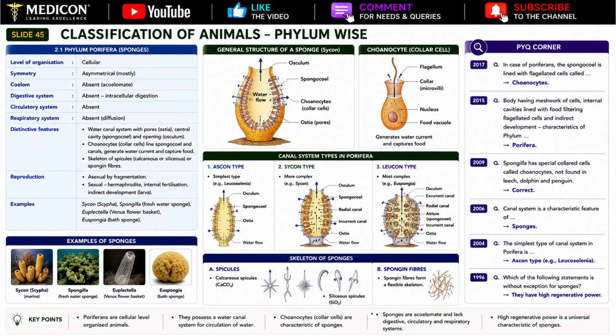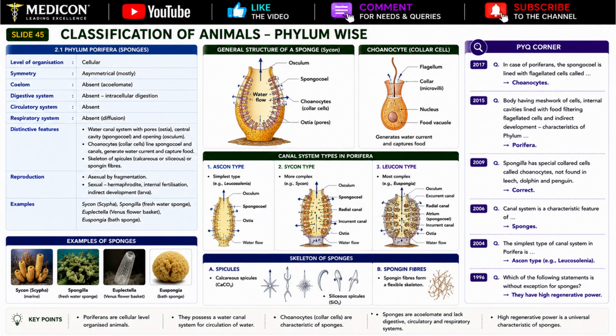They are called acoelomate, and digestion is intracellular, circulatory system is absent, and respiratory system is absent; whatever exchange takes place is through diffusion. Distinctive features are the water canal system with pores called ostia, a central cavity called spongocoel, and an opening called osculum. Don't confuse the spongocoel with the actual coelom, it is a false appearance.